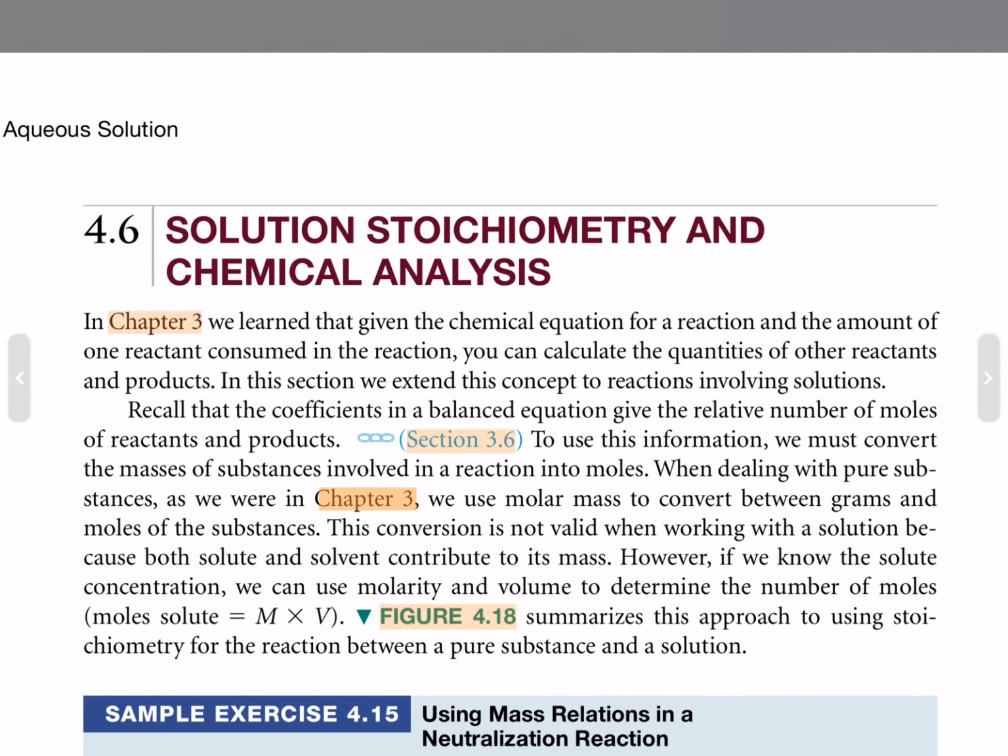Recall that the coefficients in a balanced equation give the relative number of moles of reactants and products. To use this information, we must convert the masses of substances involved in the reactions into moles. When dealing with pure substances, as we were in Chapter 3, we use molar mass to convert between grams and moles of the substance. This conversion is not valid when working with solutions because both solute and solvent contribute to its mass. However, if we know the solute concentration, we can use molarity and volume to determine the number of moles. Figure 4.18 summarizes this approach of using stoichiometry for the reaction between pure substances and a solution.